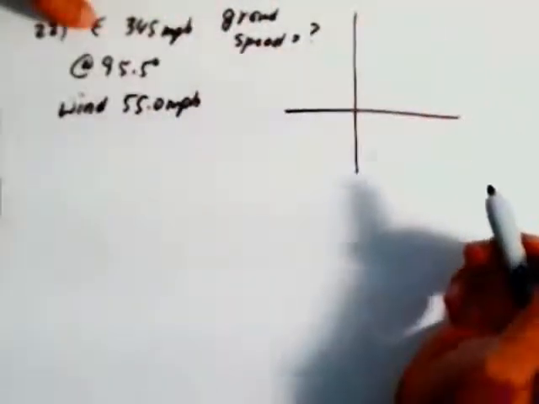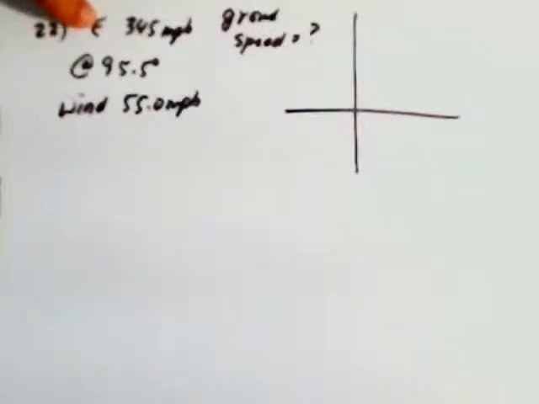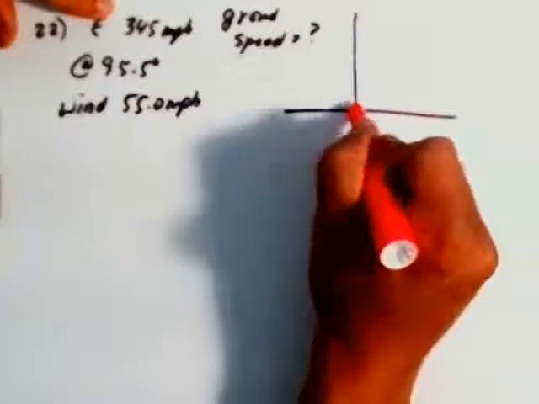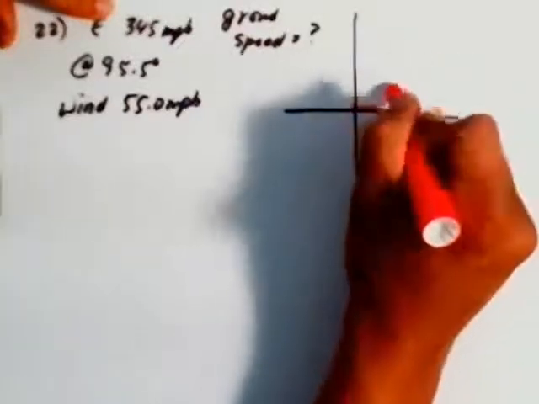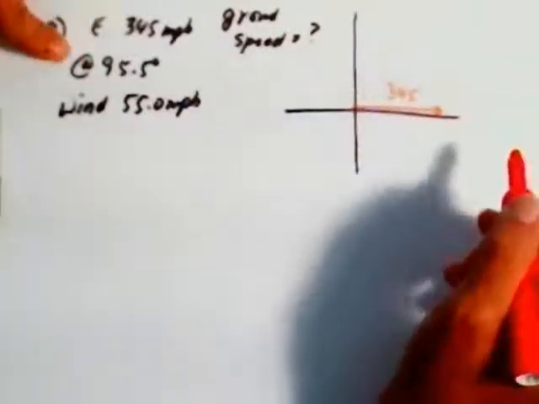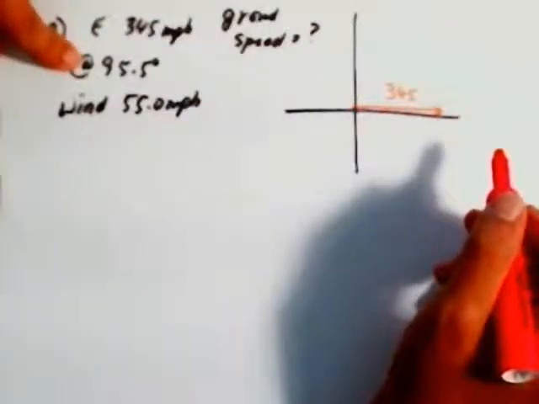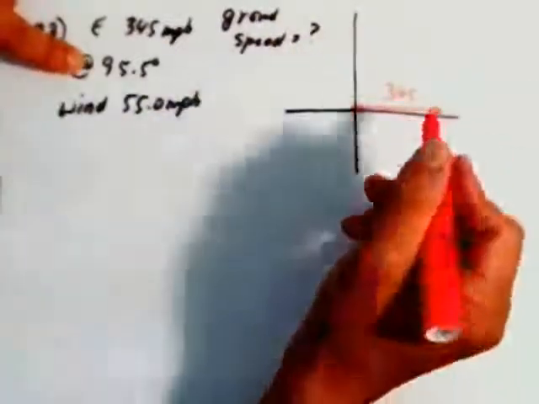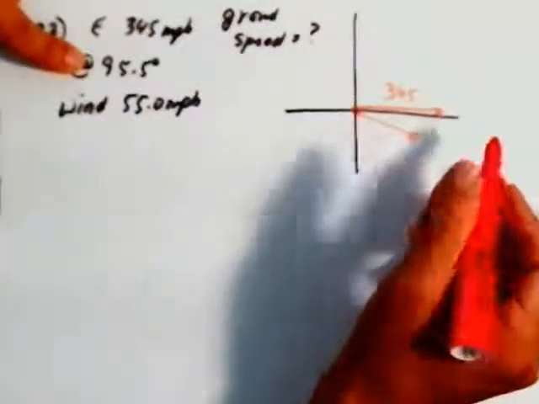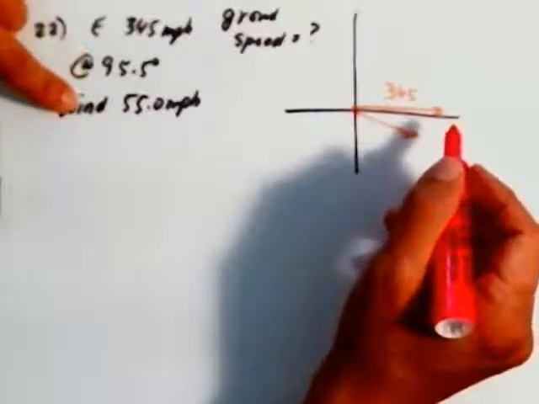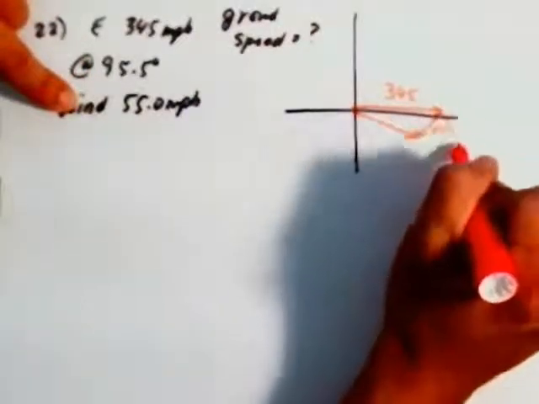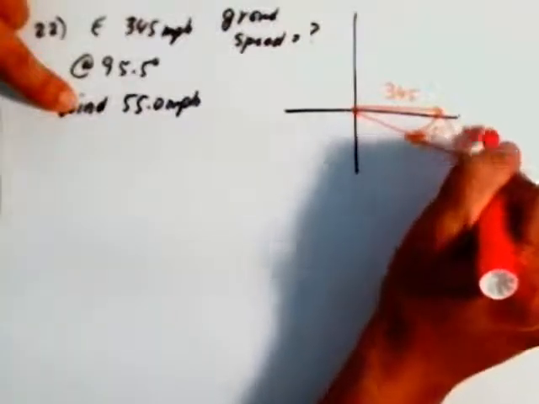Let's look at this one. Let's look at the way they want you to do it. It's going east at 345 miles per hour, and its true course is at 95.5 degrees. 0, that's 90. It's going a little bit past to the fourth quadrant. 95.5. The wind speed is 55. Or you could go this way, 55.